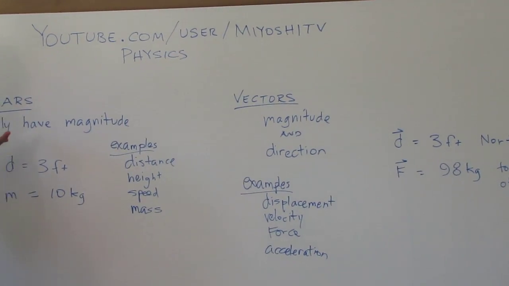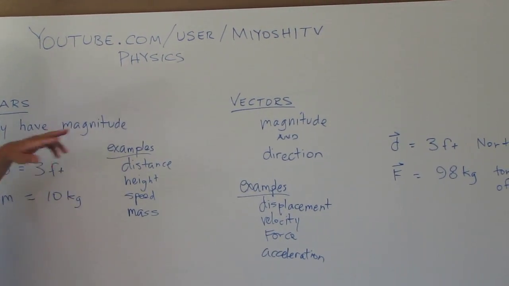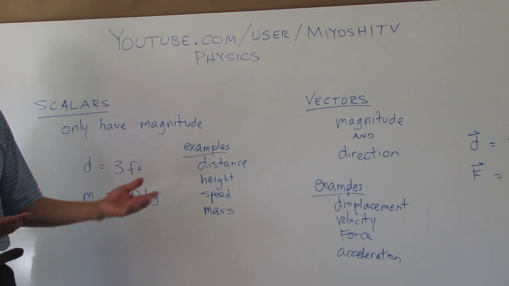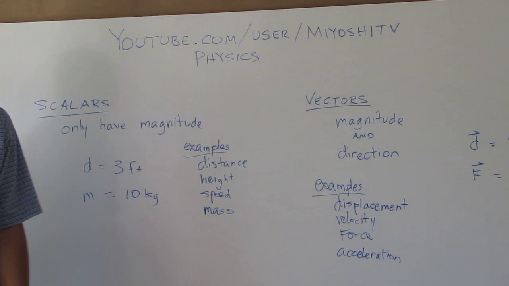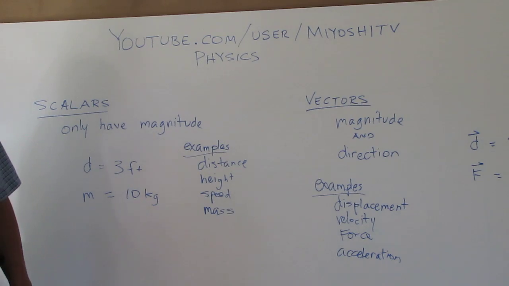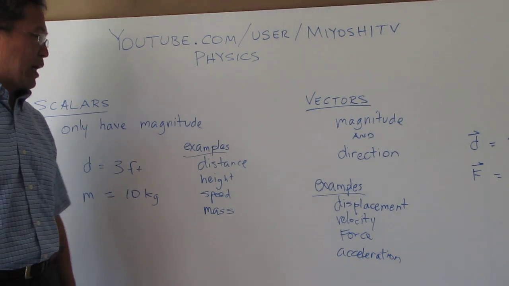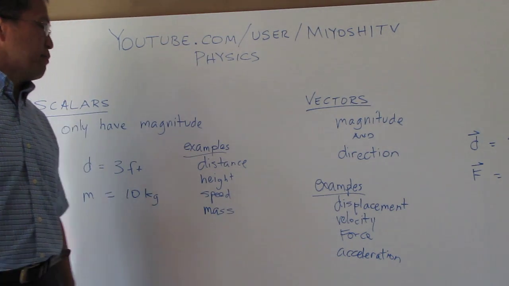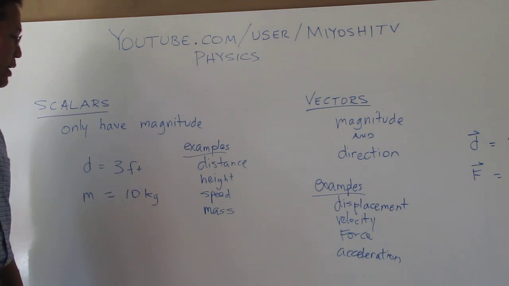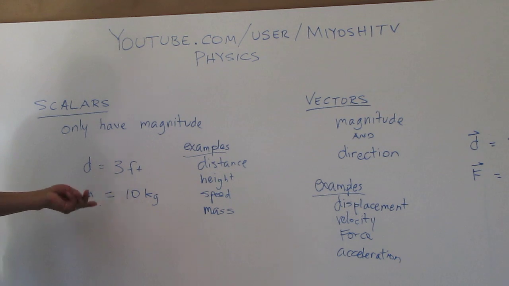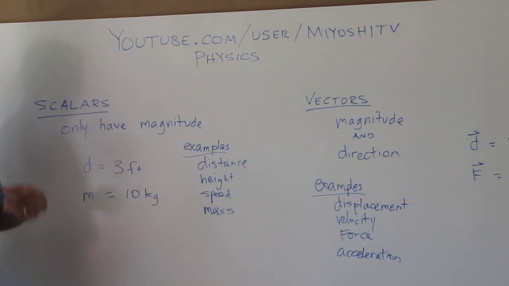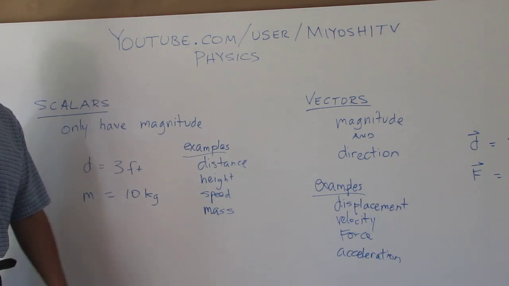Some examples of scalars are distance, height, speed, and mass. They have just a quantity. For distance, that might be in feet, inches, meters, centimeters. Height, again, those same units. Speed might be in miles per hour, inches per second, meters per second, etc. Mass, for most physics, will be in kilograms. And here are some examples in terms of magnitudes: a distance of 3 feet or a mass of 10 kilograms.